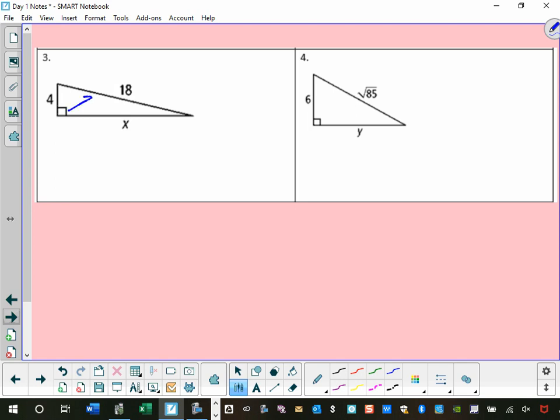18. This is your hypotenuse. Label that C. That is the most important part of this lesson, guys, is finding the hypotenuse. So my hypotenuse is right across from the right angle. All right, so let's say 4 is A, this side is B.